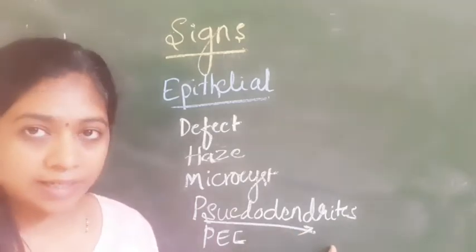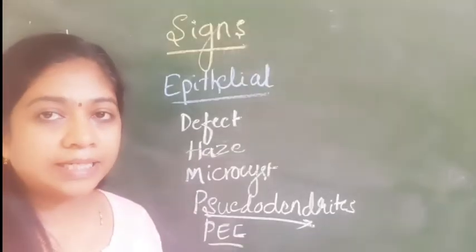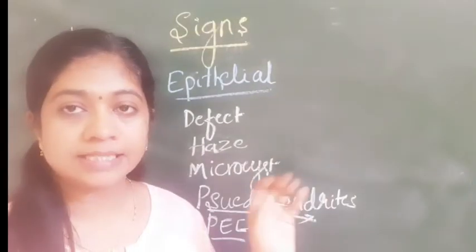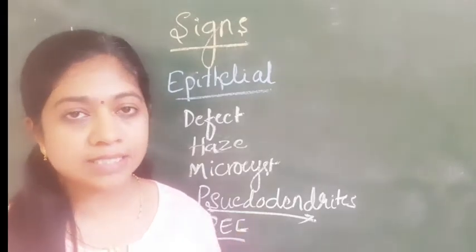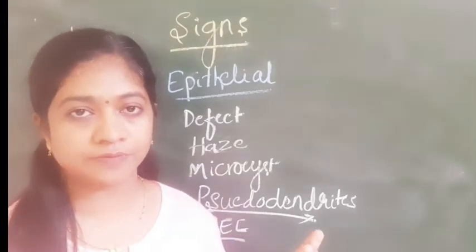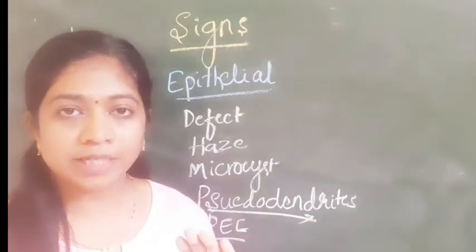So there is pseudodendritic formation in the epithelial stage of the acanthamoeba keratitis, and there can be punctate epithelial erosions as well. And these epithelial signs will wax and wane even when the patient is on treatment. That is important because once there is exacerbation of the signs, then you may think that the patient is not responding to the treatment, but it is not like that.